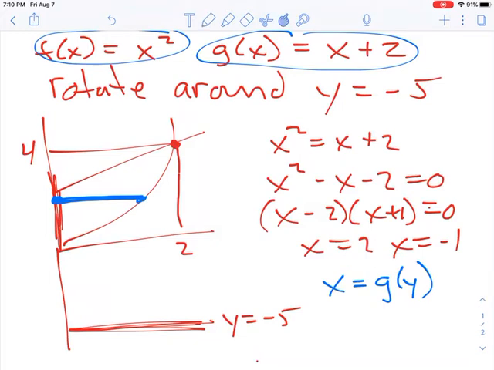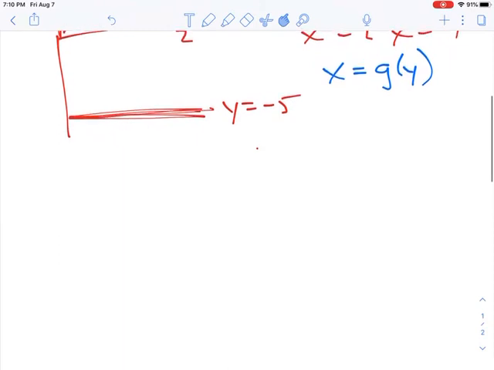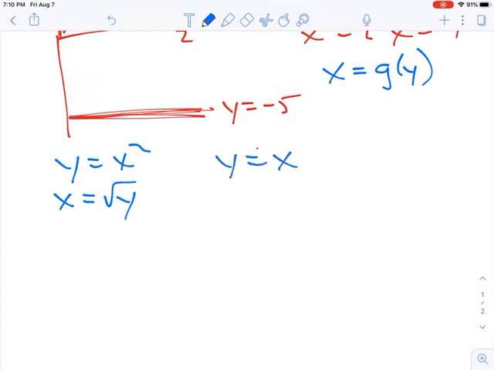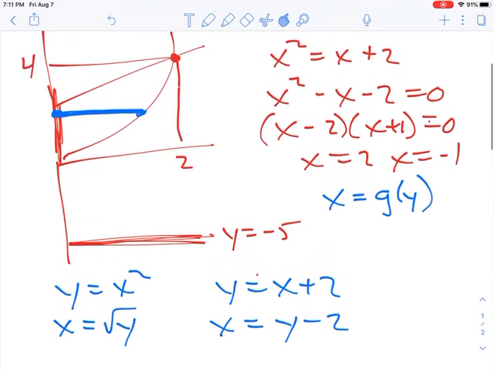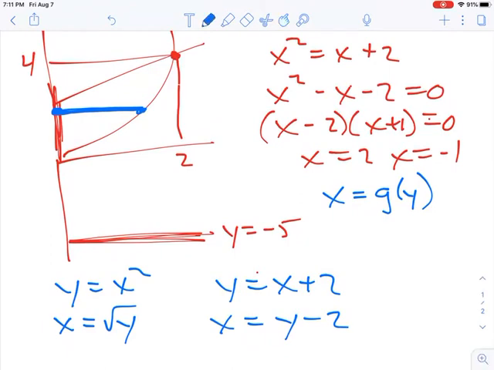First of all, y is equal to x squared, so x will be the square root of y. We're just going to consider the positive square root. And then we had y equal to x plus 2, so x is equal to y minus 2. So there's our two functions. When we look at the graph, this would be x equals the square root of y, and this one would be x equals y minus 2.